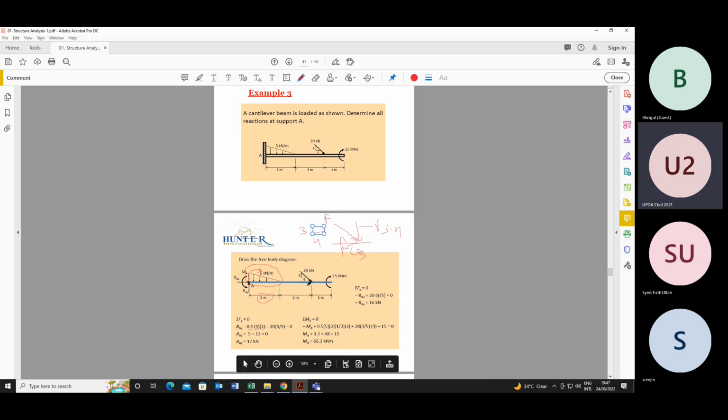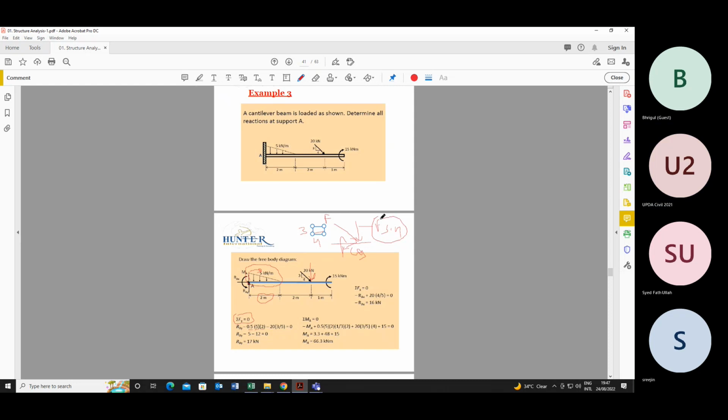Then another force which will be acting at this point. This force is acting at an angle. So we will find out the vertical component because we are calculating the summation of Fy, that is forces in y direction. What will be the vertical component? Vertical component will be F sin theta. F is 20, force is 20 kilonewton as shown here.